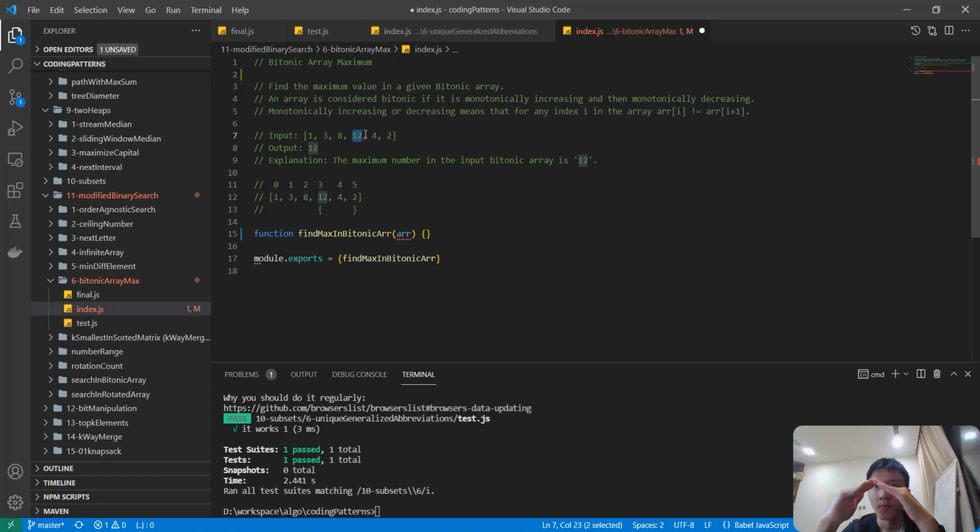So the cross point between two parts of the array, right? So our goal is to find this maximum number, right? So how can we solve it?